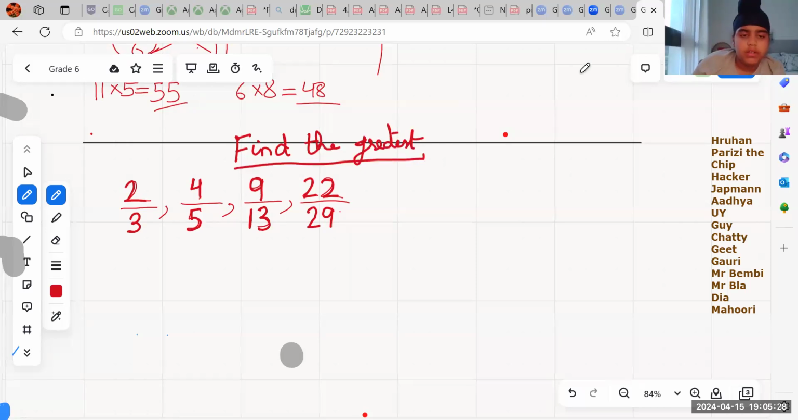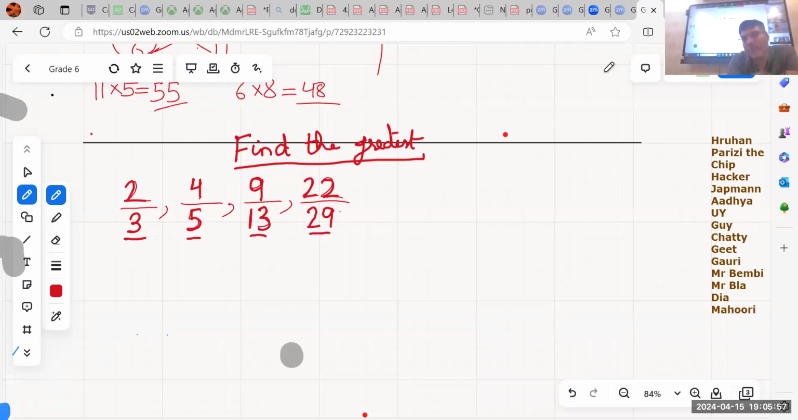Sir, all the denominators are prime numbers. Yes, that's why converting them to like is not a very good idea. So, why is converting them to like not a good idea? Because beta all the denominators are prime numbers. अगर आप convert करने बैठोगे, so the LCM would be 3 multiplied by 5 multiplied by 13 multiplied by 29.